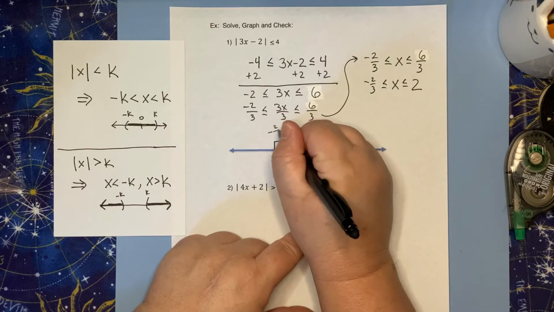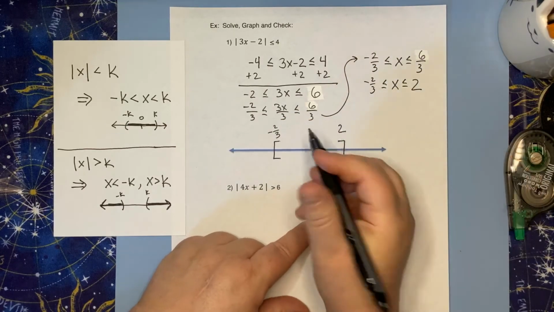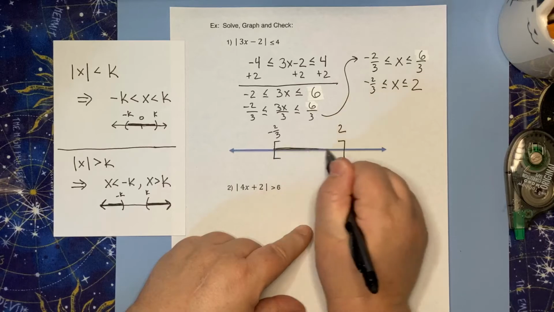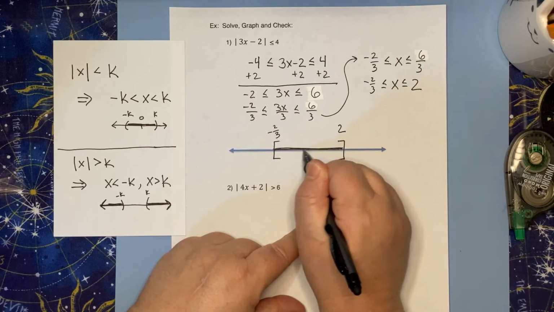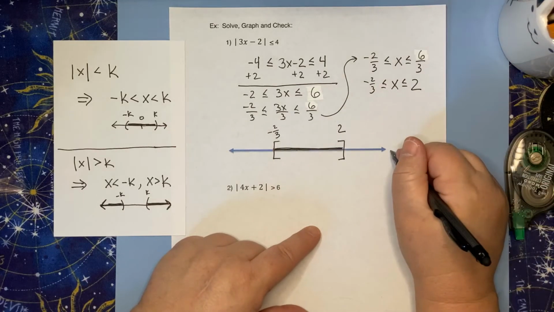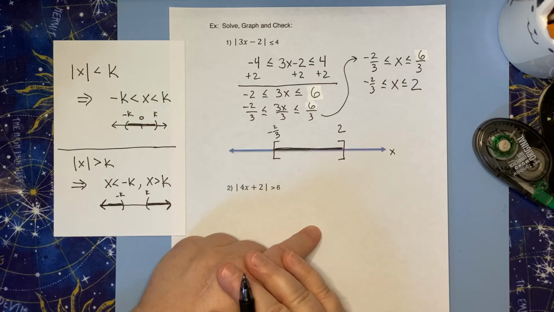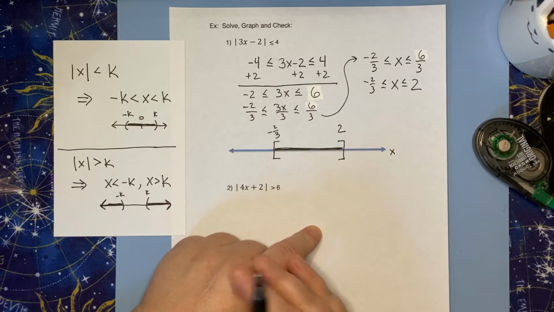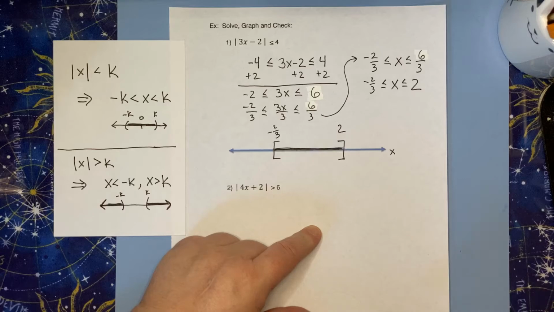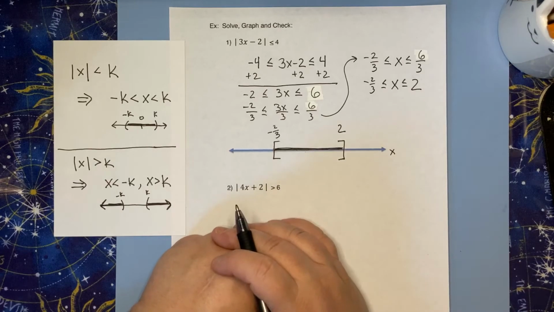The first bracket is at negative 2/3, and the second bracket is at 2, and we're going to be looking at all the space in between. Now, sometimes people will put an X there at the end. You don't have to. I've seen a lot of people not do that. A couple books like it, and it's up to you.